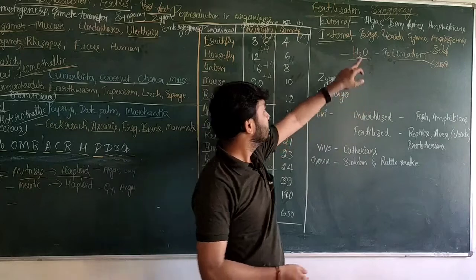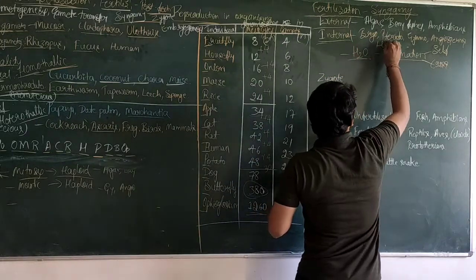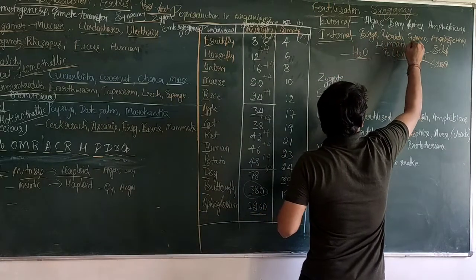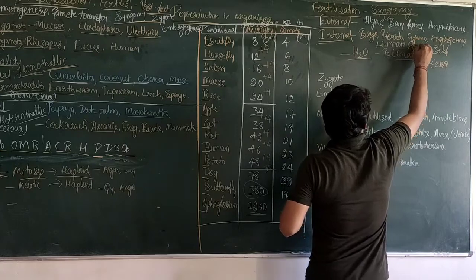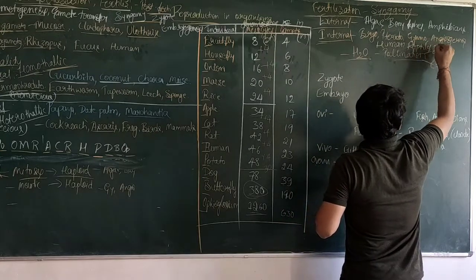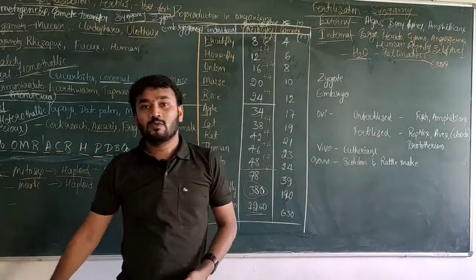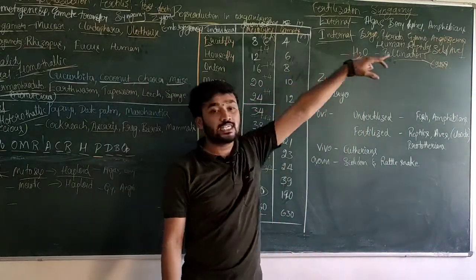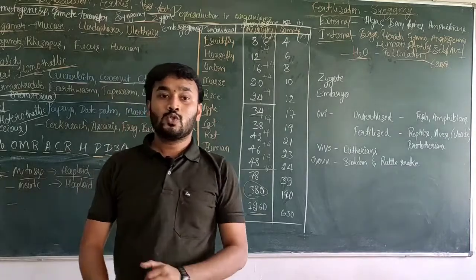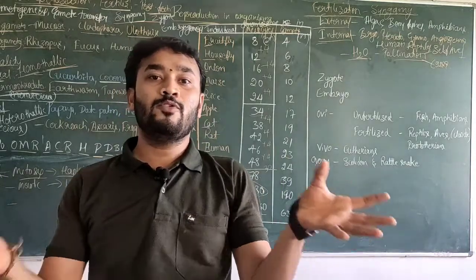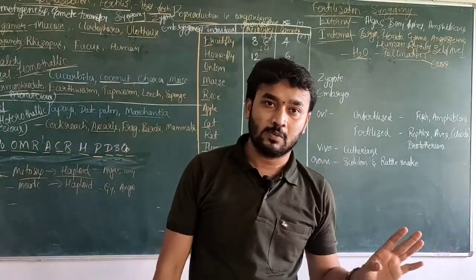So that's the example we can take here: humans or even reptiles or even whales. So these are all the different individuals or organisms which undergo internal fertilization. So during this fertilization, the gamete will be fused. That's what the syngamy will take place.